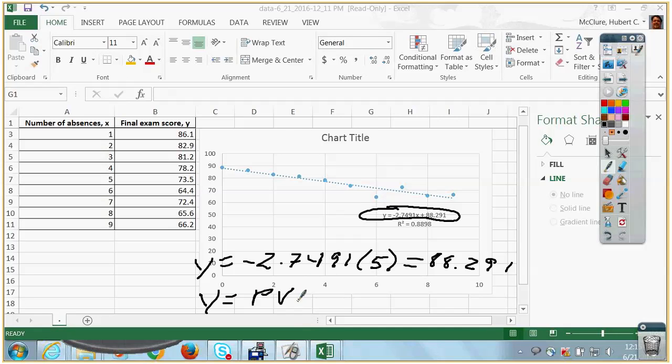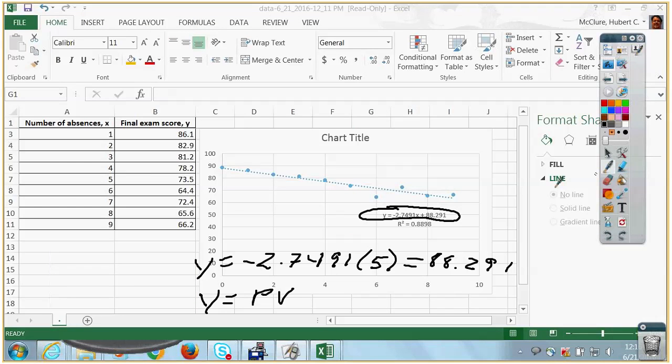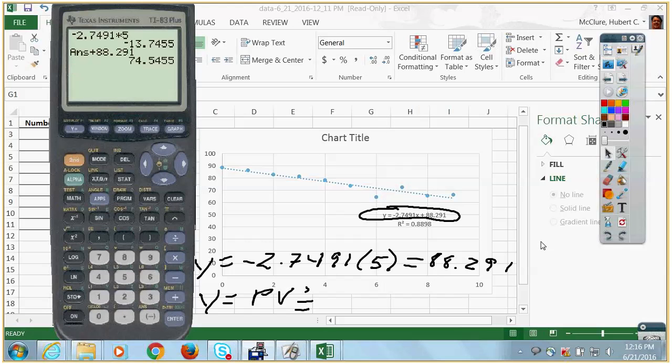Now, you take the observed value and subtract the predicted value. Let me do it in the calculator right quick. Let me pull up my handy dandy calculator. Clear, negative 2.7491 times 5, plus 88.291, equals 74.55. So the predicted value is equal to 74.55.